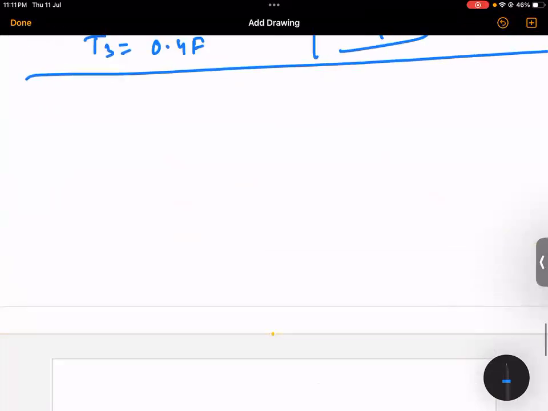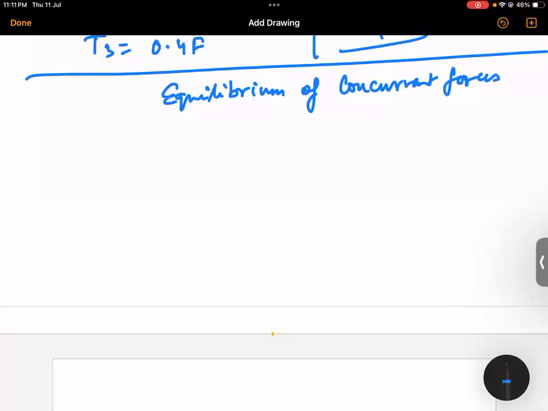We'll start with another type of discussion now. Write down: equilibrium of concurrent forces. First of all, what are concurrent forces? Write down: forces acting at the same point.